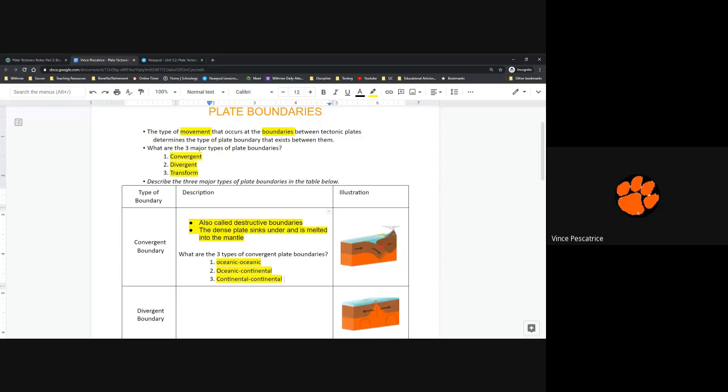So if you look at my screen, I'm showing you what it should look like. You're just talking about the 3 types from each of the past 3 slides. That's all I'm looking for. We're going to be moving into the divergent and transform boundaries later, but the 3 types of convergent boundaries are right there. Does that make more sense?